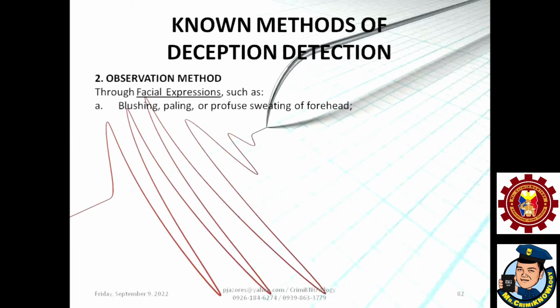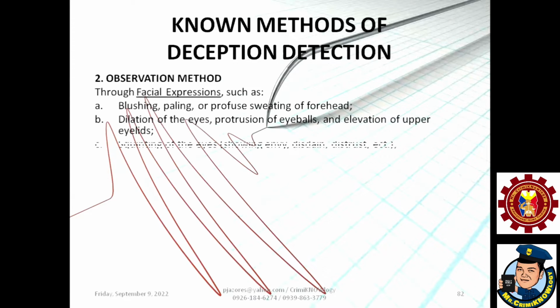Second, we have the observation method. Here we are looking into the facial expression of the subject while he is under interrogation or questioning, such as the blushing, paling, or profuse sweating of the forehead, which are signs of detection or deception. Dilation of the eyes, protrusion of eyeballs, and elevation of the upper eyelids. Next, the squinting of the eyes that shows envy, disdain, or distrust, etc. by the subject toward the interrogator.